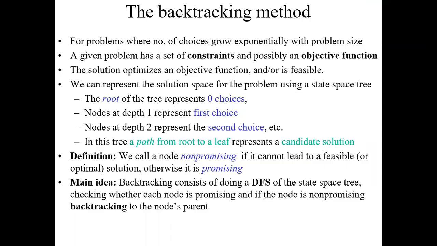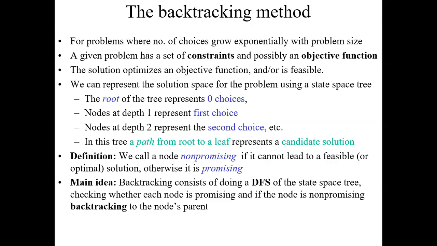So backtracking is, as I mentioned, used wherever the number of choices will grow exponentially with the problem size. Again, we'll have a set of constraints and an objective function. Again, the solution will optimize the objective function, and the solution has to be feasible. There are some terminologies with respect to backtracking and branch and bound. At the root, we'll have no choice. At the next level, we have the first choice. At the next level, we have the second choice, and so on. Then we have to return a path from the root to a leaf, which will be the candidate solution or feasible solution or optimal solution.